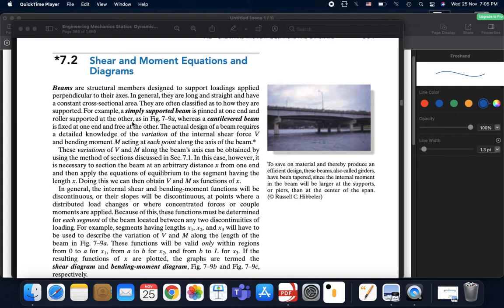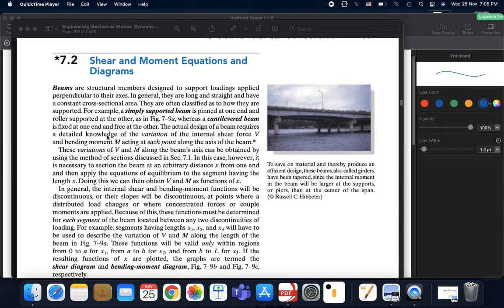Remember in the previous chapter we discussed the method of sections. In the method of sections, we said that we take a section at any point along the length of the member, and we try to find the values for V and M. But that was V and M at one single point across the length of the beam.